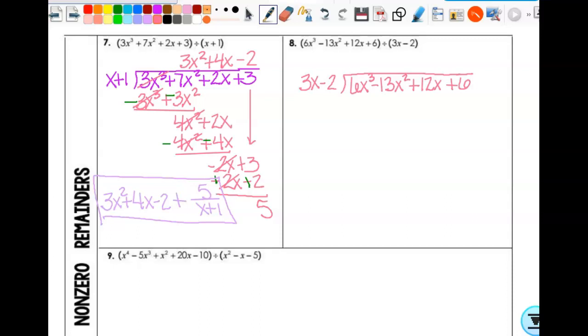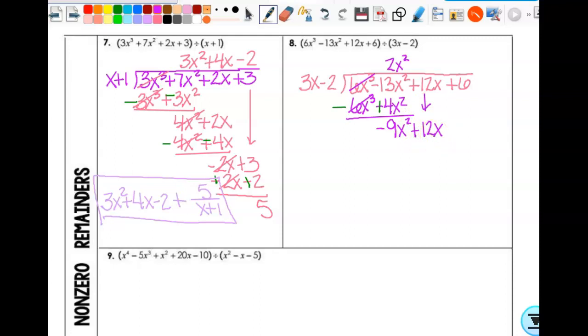Okay, so the biggest issue that I've seen as I've walked around are sign issues, which is to be expected, so we want to be very careful with this. 6x cubed divided by 3x is 2x squared. I think we all pretty much got that. So then that gives me 6x cubed minus 4x squared. Then I change the signs on both. This zeroes out. This leaves me with a negative 9x squared. Bring this down, plus 12x.